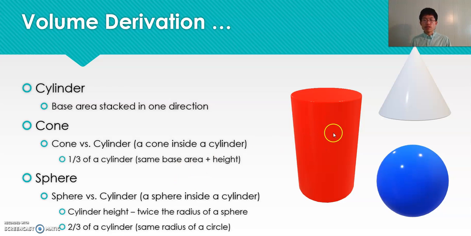Looking at sphere, now comparing sphere and cylinder, think of it as like a sphere inside a cylinder, and it's going to be 2/3 of a cylinder. The volume of a sphere is 2/3 of a cylinder.